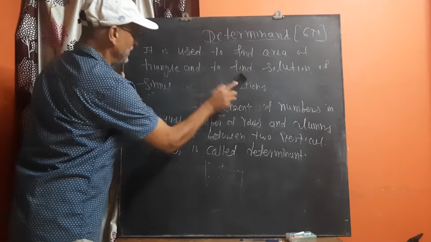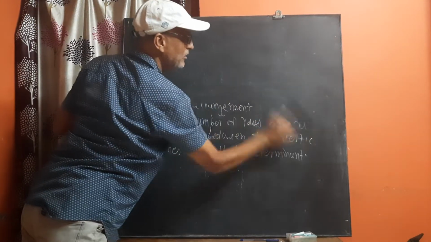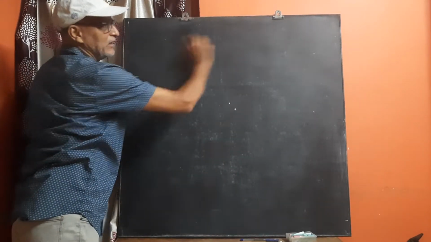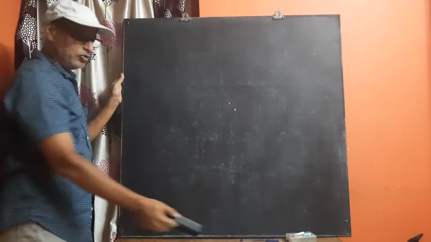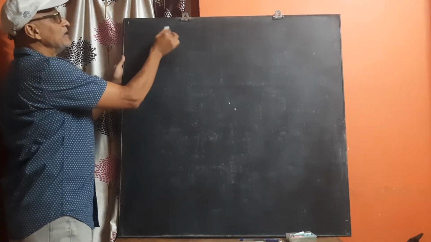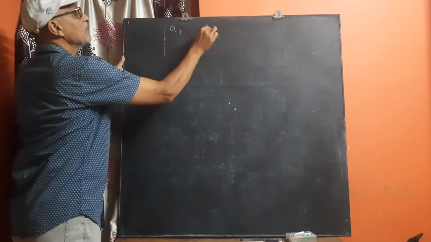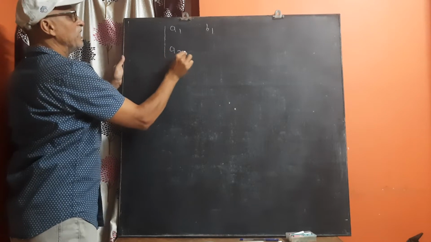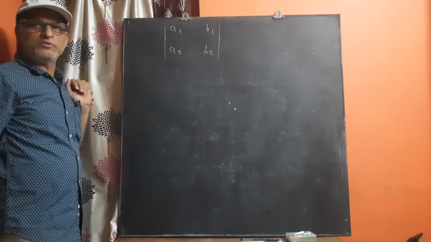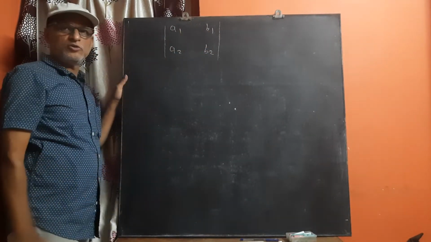Now we will see the solution of 2 by 2 order determinant, or we can say that we will revise the 2 by 2 order determinant. 2 by 2 order determinant आपका 10th standard में हुआ है. What is 2 by 2 order determinant? Let us say that there are 4 elements. This is A1, B1, A2 and B2. A1, B1, A2, B2.